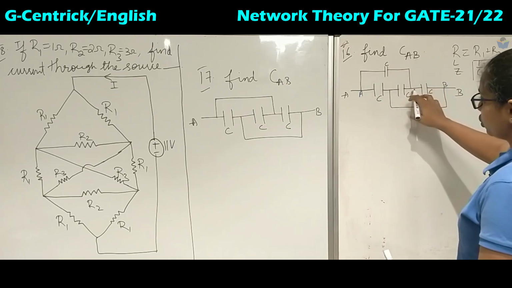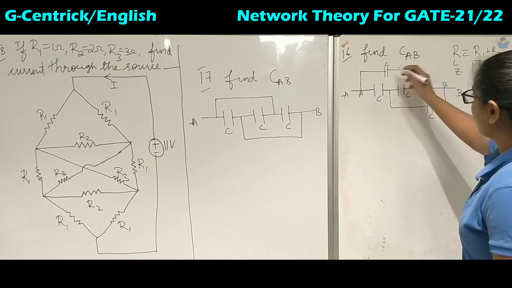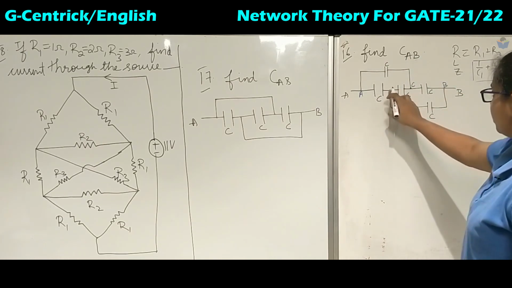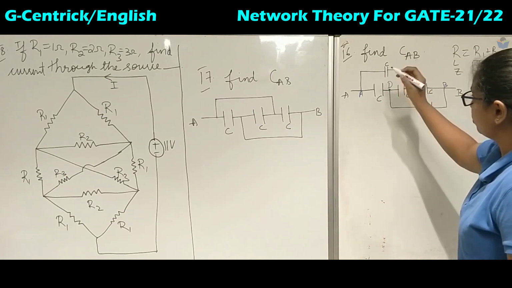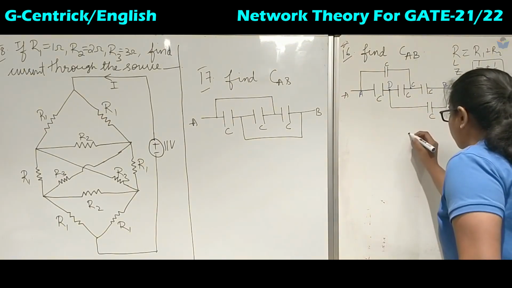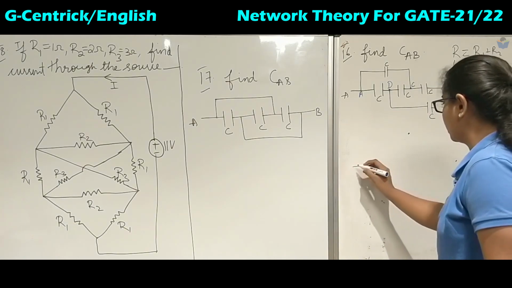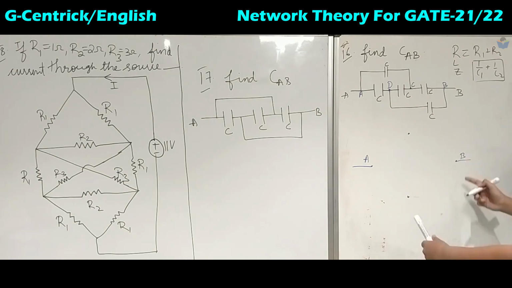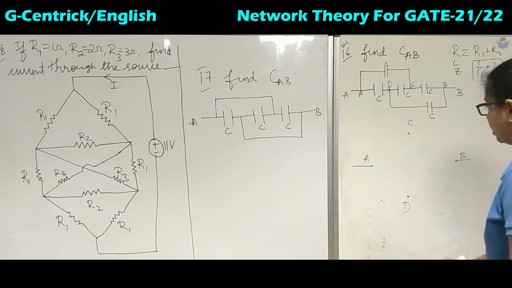Now this potential cannot be the same because there is a capacitor across this branch. So this point will be C. Again, this point won't have the same potential as B, it has a different potential, so we will name it D. Now we will mark the points and rearrange this. So this is point A and this is point B where we have to find the equivalent capacitance. This is point C and this is point D.